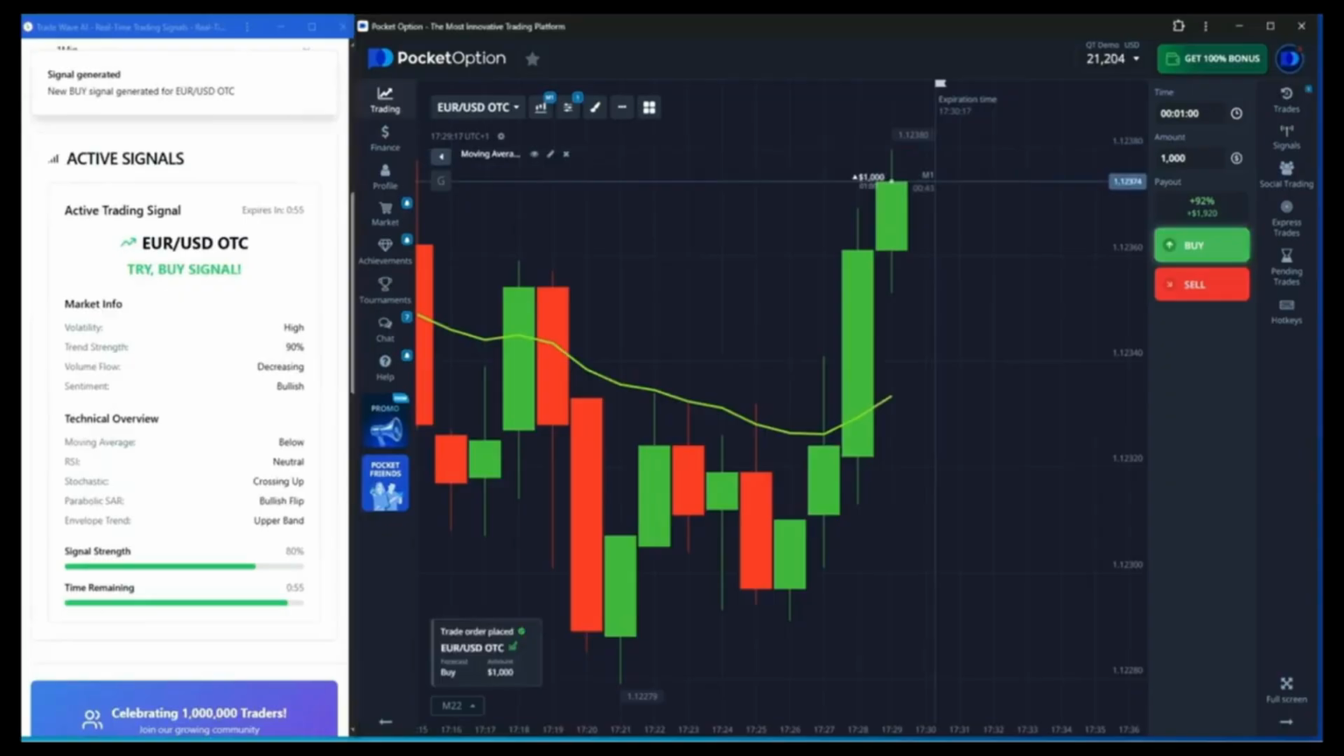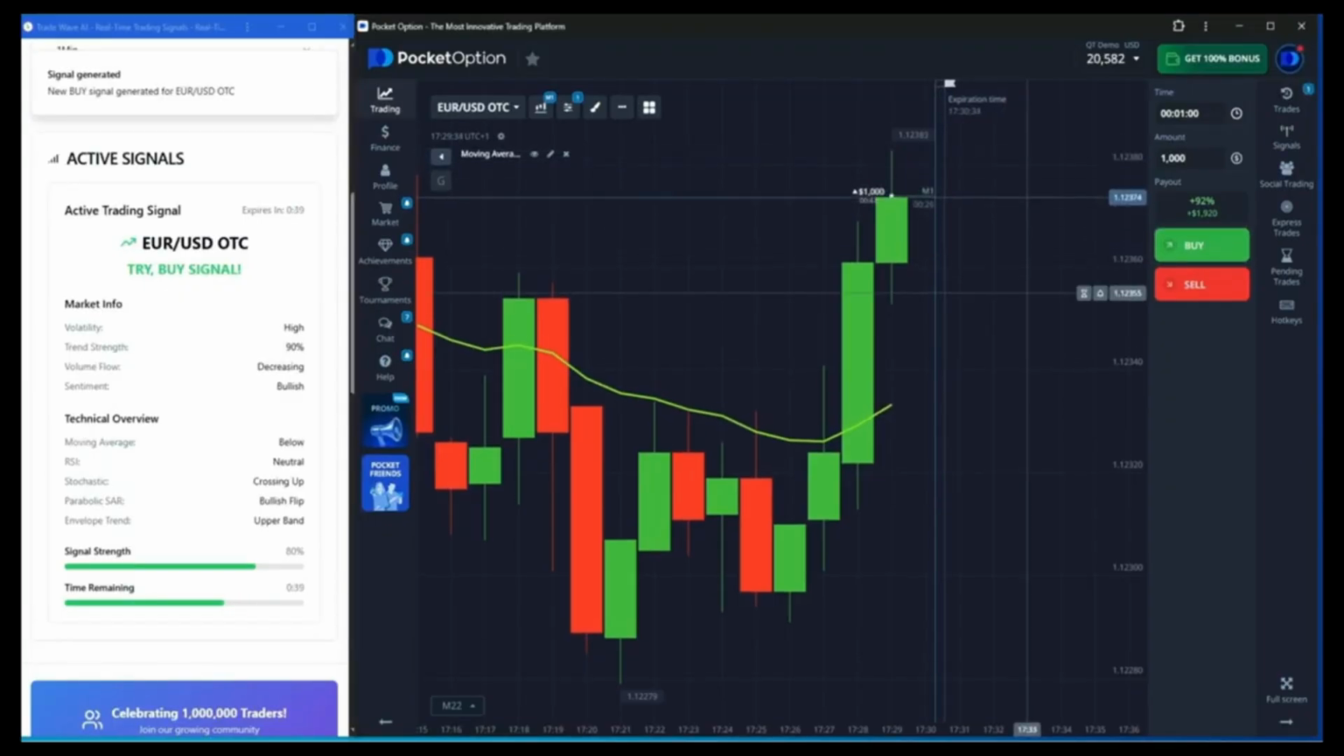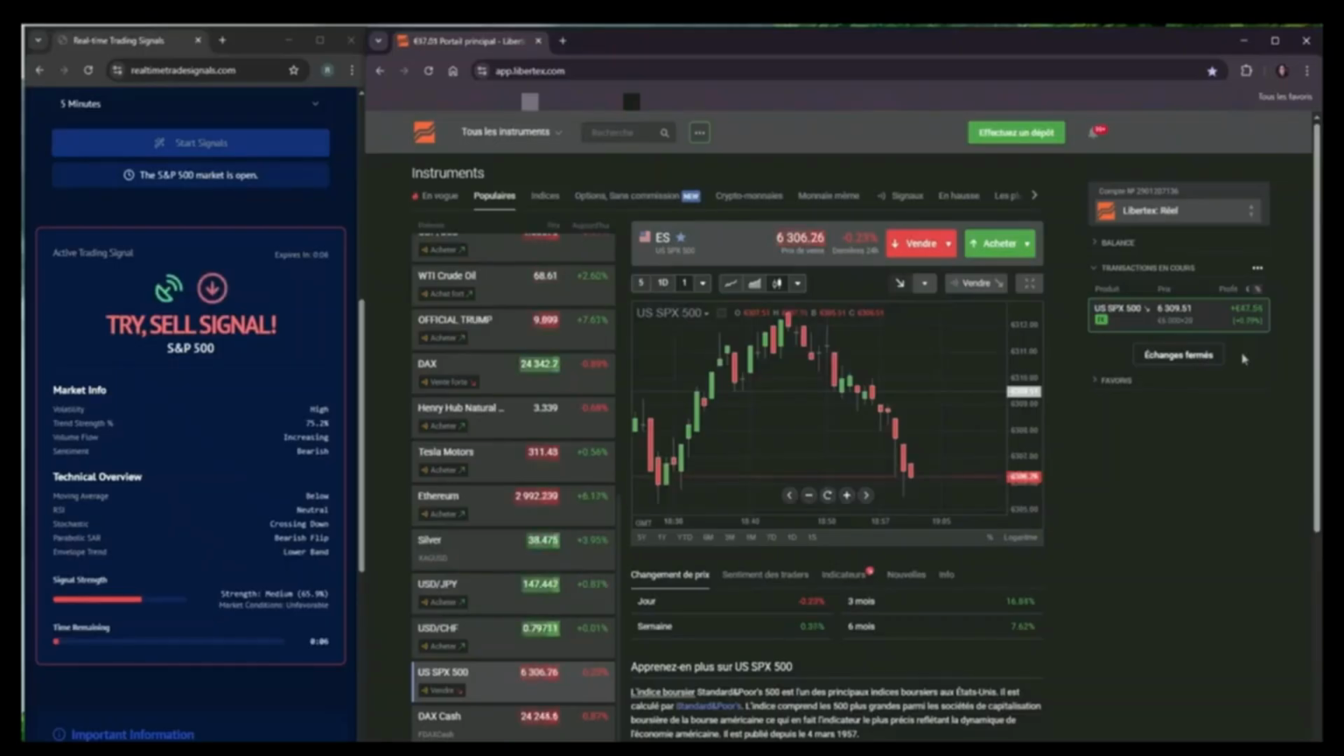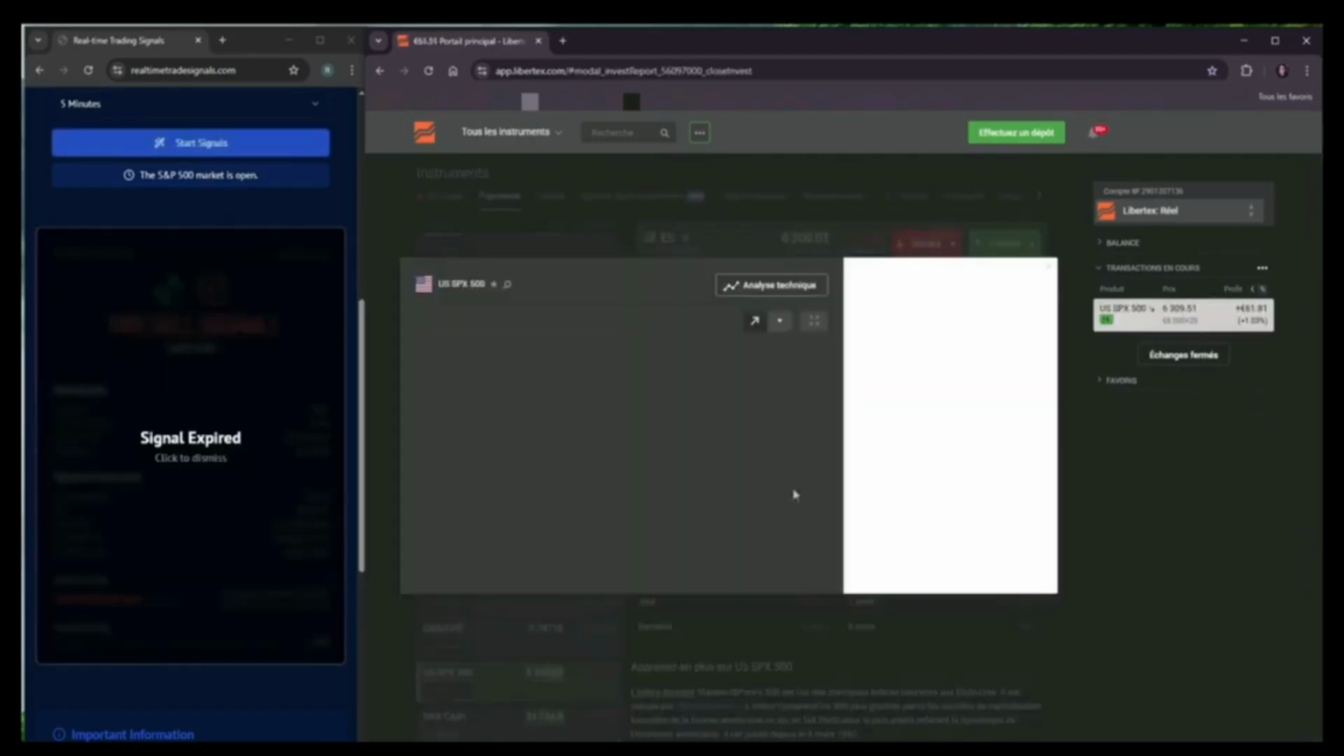Second step, click on Start Signals. Our system will then fetch real-time market data. Analyze 7 technical indicators: RSI, MACD, Bollinger Bands and more. Detect the true market trend. Automatically validate the signal to avoid errors. In just 5 to 15 seconds your signal is ready.